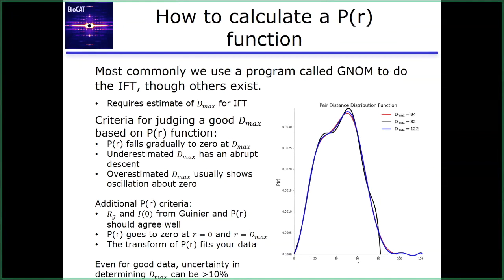What I've plotted here are three different P of R functions. There's one in red, which is kind of hidden under the other ones, but you can barely see, which has a Dmax in the middle. There's one in black, which has a shorter Dmax, and one in blue, which has a larger Dmax. The general guiding principle behind all of this is that your P of R function should fall gradually to zero at Dmax.